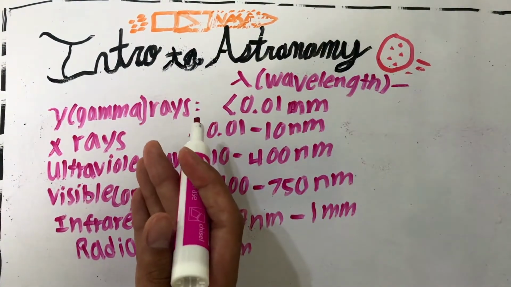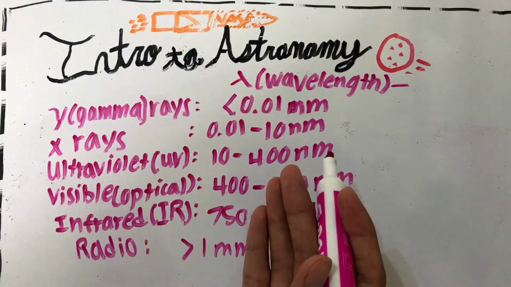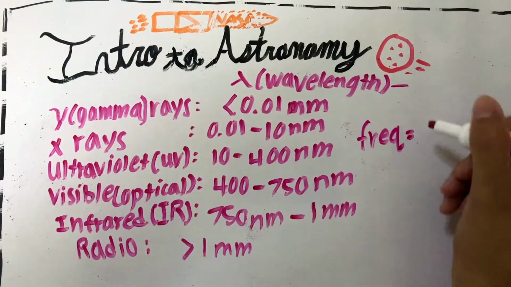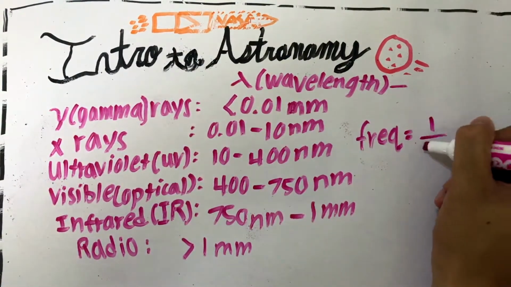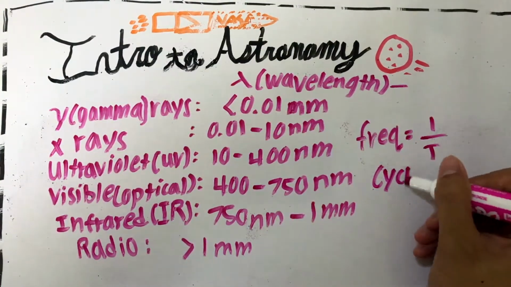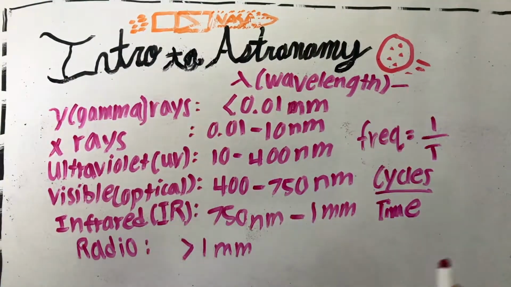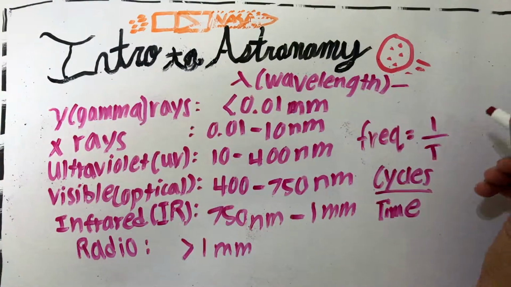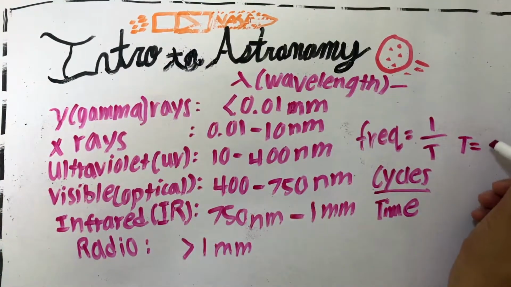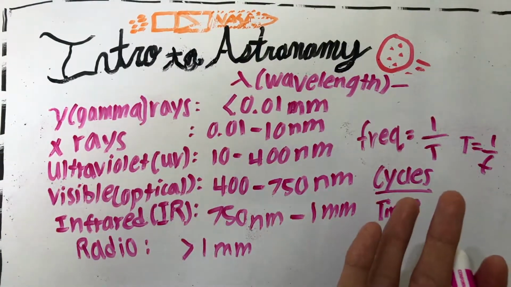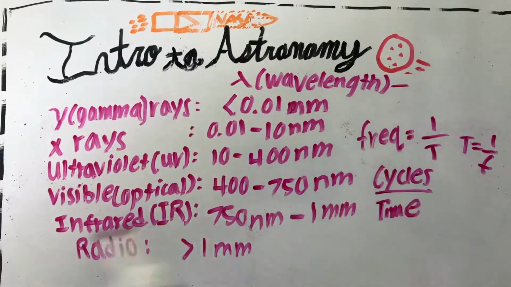Gamma rays, you should know, have the most frequency. Frequency we define as 1 over the period. So this is basically the number of cycles, or revolutions, over time. And the period is the inverse of frequency, so T equals 1 over f. You wouldn't really have to know this, but understanding the general concept may help you in astronomy.